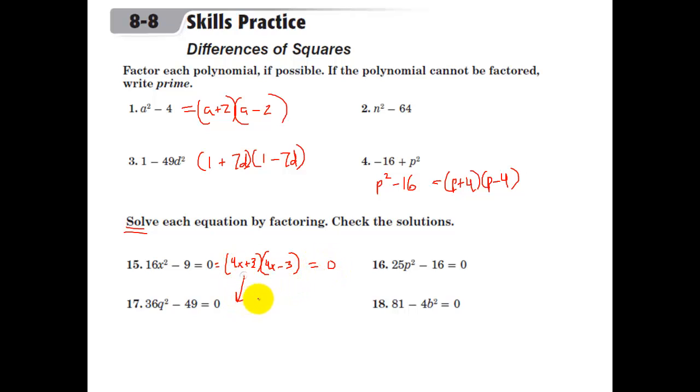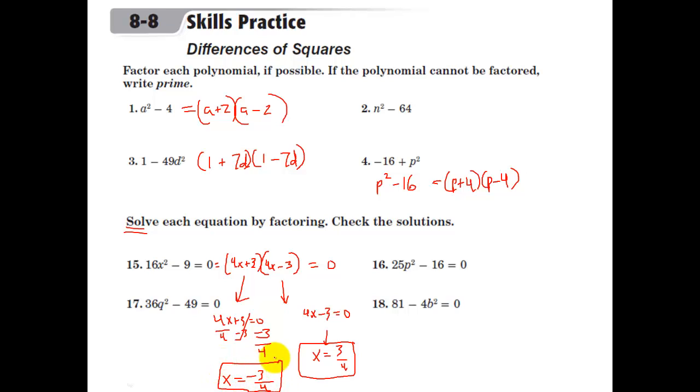Now each of these two guys can be solved, so we can do 4x plus 3 equals 0, and then here 4x minus 3 equals 0. Now to solve this, we want to subtract 3 on both sides, those cancel, then divide by 4, so x equals negative 3/4. And if we do the same steps here, add 3, divide by 4, we get x equals positive 3/4. Okay, so 2 solutions because it's a quadratic.